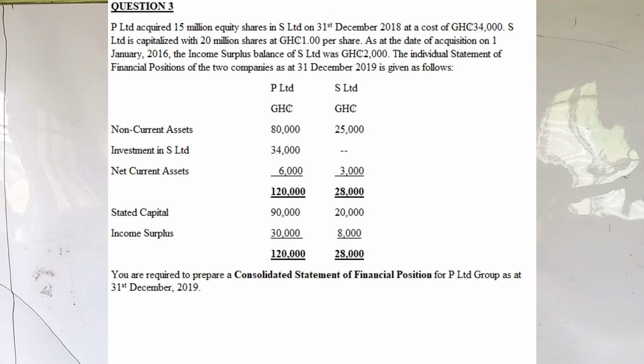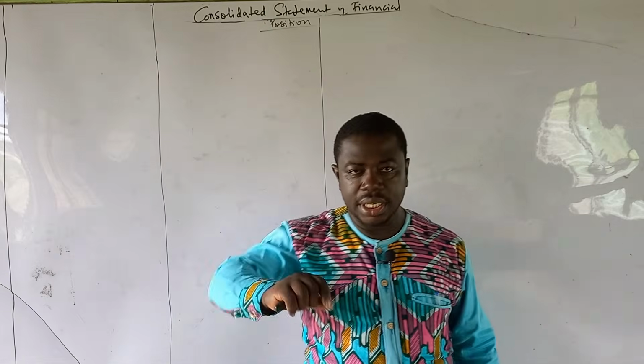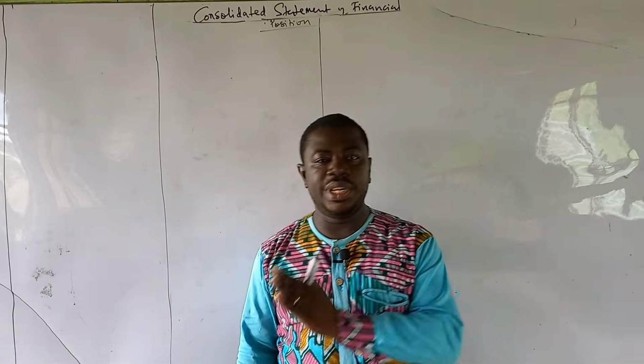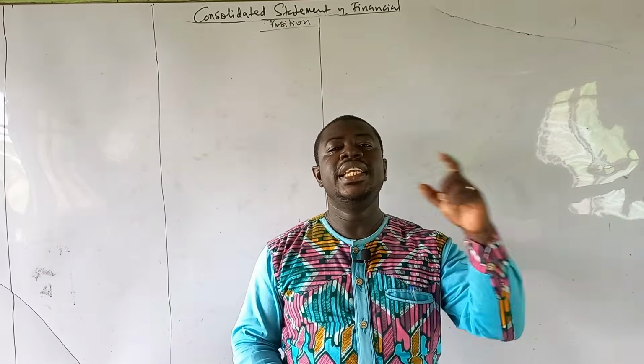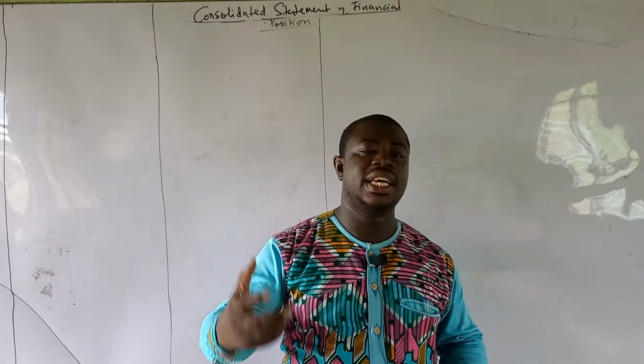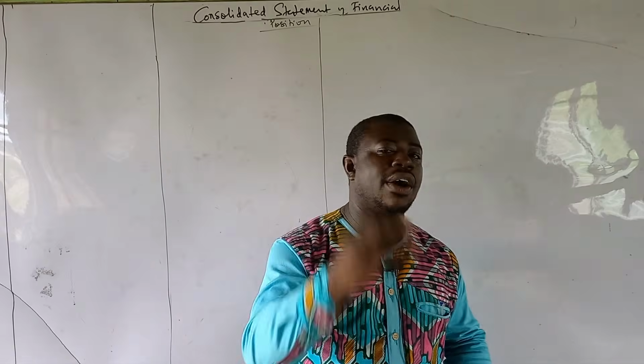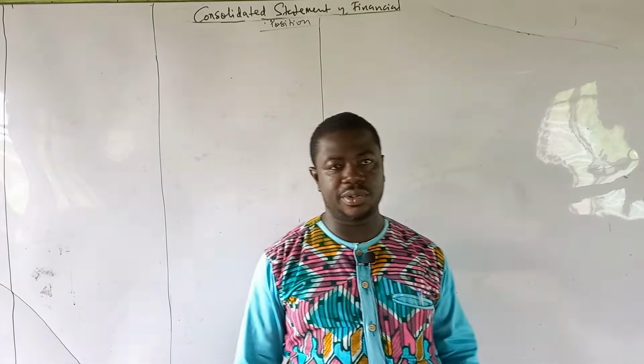Now, we can see that the income surplus balance of S Limited here is now 8,000. But at the date of acquisition, it was 2,000. After 4 years, look at the income surplus balance that we have on the statement of financial position as at 2019 for S Limited. It is 8,000 Ghana cedis. What does it tell us? It tells us that after acquisition, within this 4-year period, the subsidiary has worked under the majority ownership of the parent and has earned 6,000 additional profit and added to the income surplus.